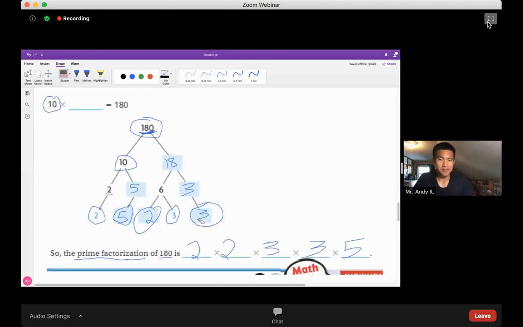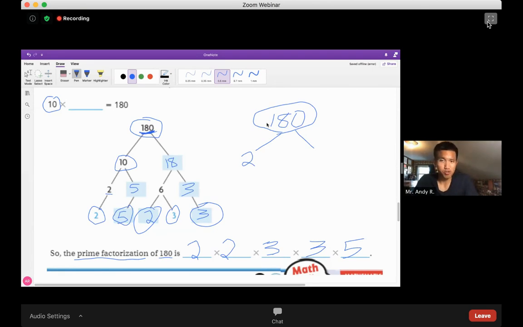And I know some people factored it differently. So here's another way of factoring it. I'm looking at the chat, and I know some of you did it differently. If you didn't do the 10 and 18, some of you looked at 180 and you know that 180 is an even number. So if it's an even number, you know that it's divisible by 2. So 2 times what equals 180?